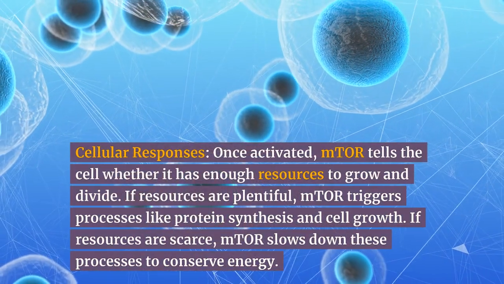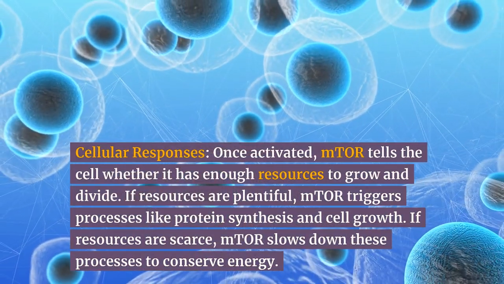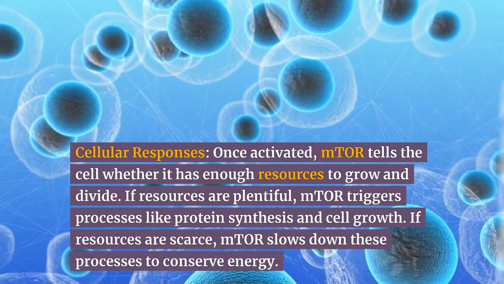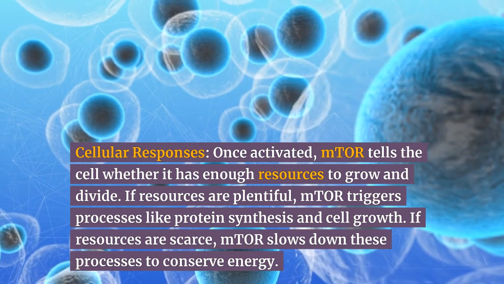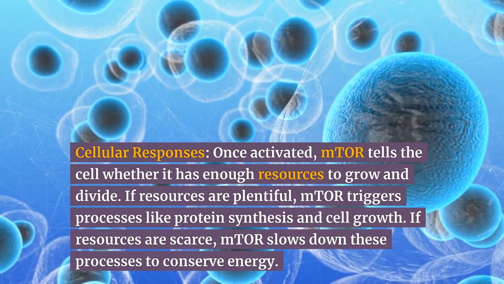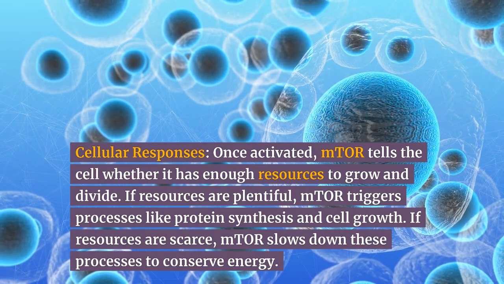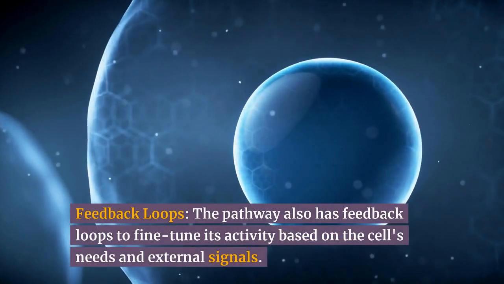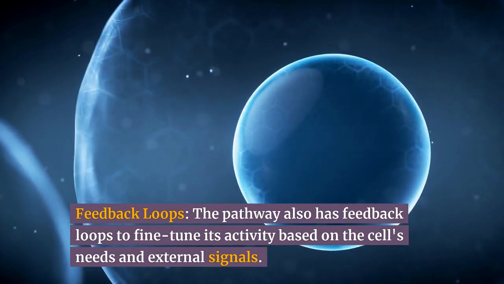Cellular responses. Once activated, mTOR tells the cell whether it has enough resources to grow and divide. If resources are plentiful, mTOR triggers processes like protein synthesis and cell growth. If resources are scarce, mTOR slows down these processes to conserve energy. Feedback loops. The pathway also has feedback loops to fine-tune its activity based on the cell's needs and external signals.